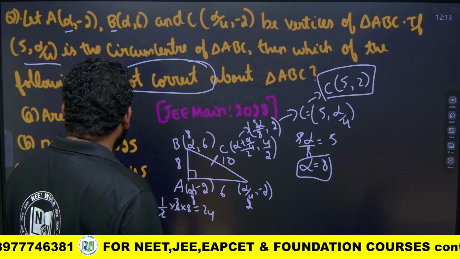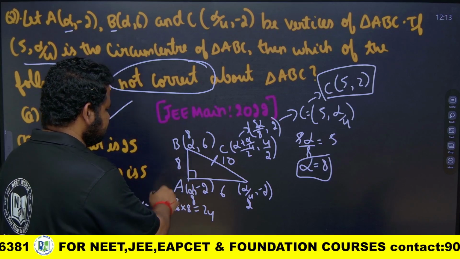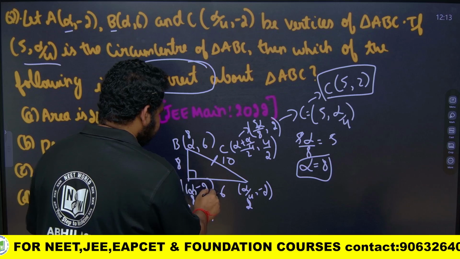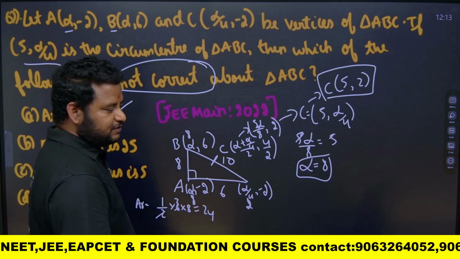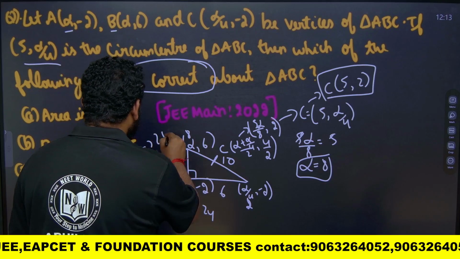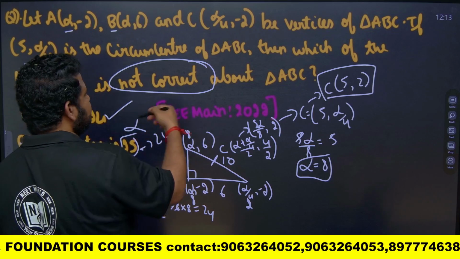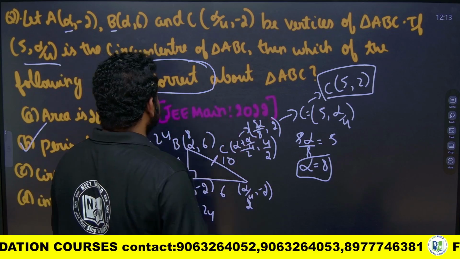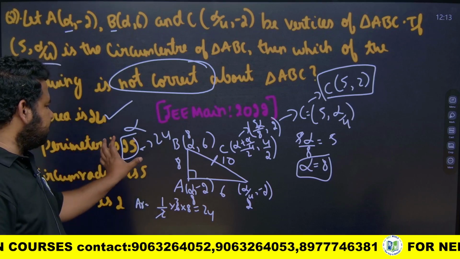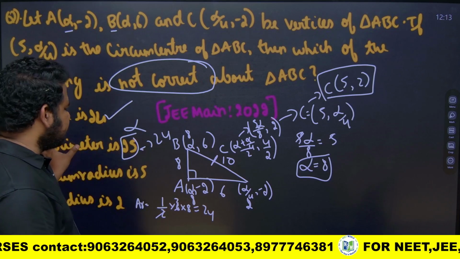Okay, when we talk about the perimeter, perimeter means the sum of the lengths of all the sides. 8 plus 6 is 14, 14 plus 10 is 24. The perimeter is coming out to be 24, but here it is given as 25. This is the wrong option, which is the correct option for us, because they are asking for the statement which is not correct. The perimeter is 24, but they have given it as 25. So this is the correct option for us.